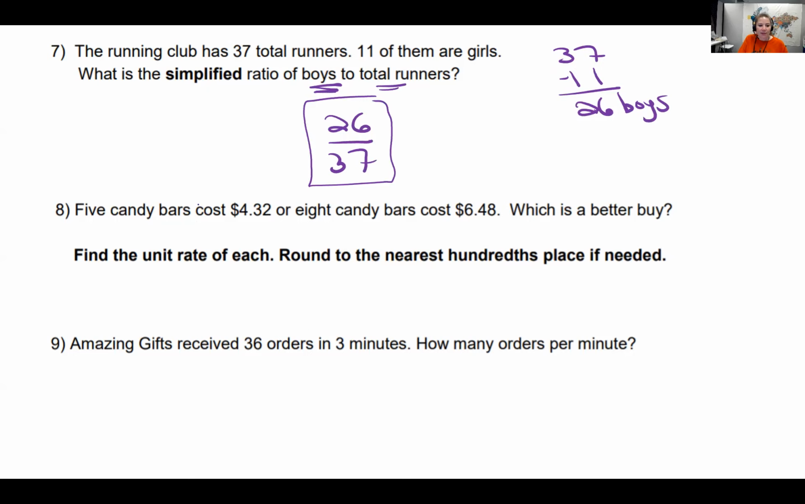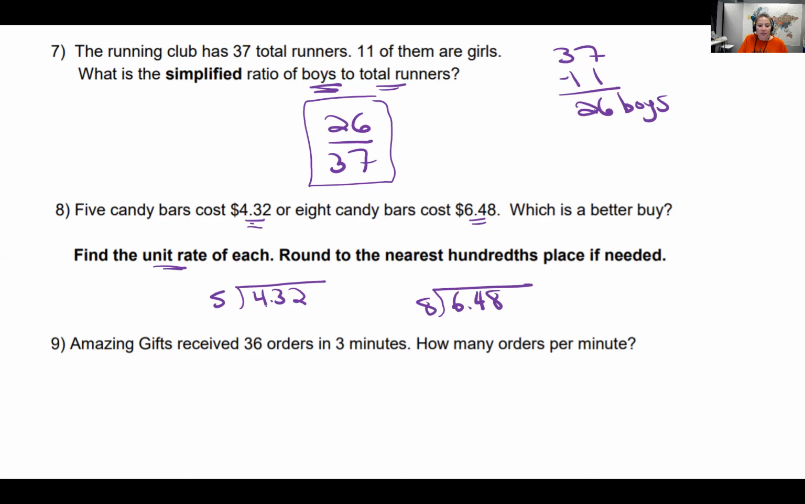Number 8, 5 candy bars cost $4.32. 8 candy bars cost $6.48. Which is the better buy? We're going to figure that out by finding the unit rate. So we're going to divide the price by the quantity. This one's going to be 6.48 divided by 8.